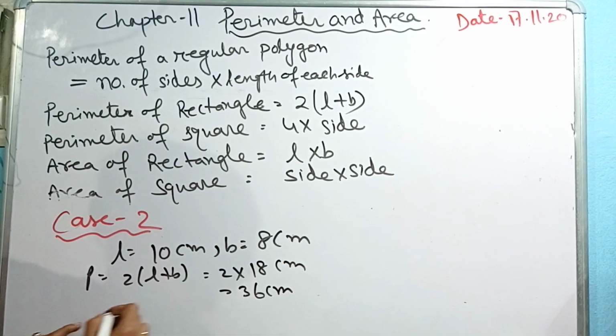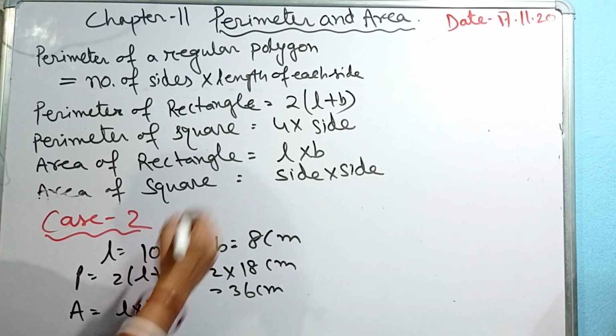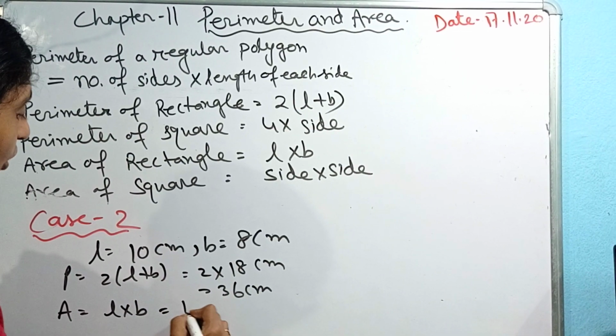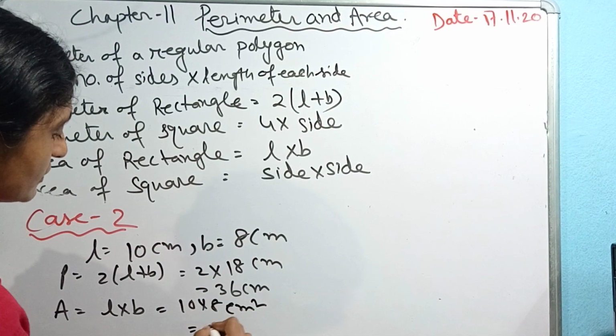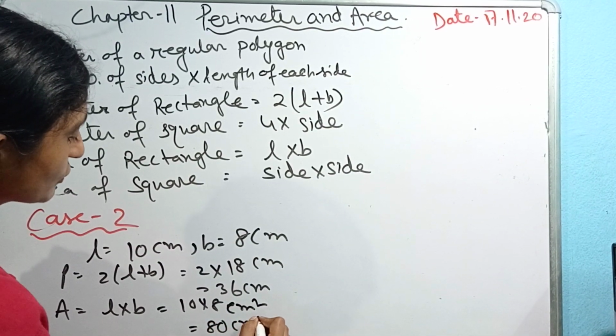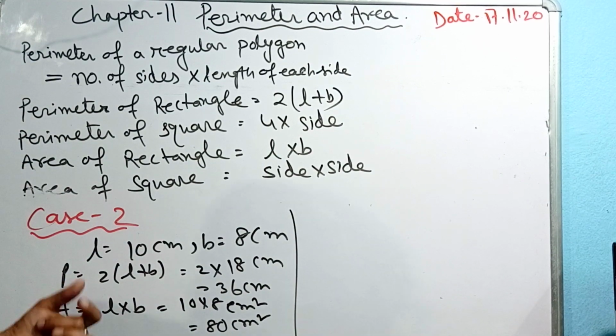Okay, it's good. Now area, what will it be? As we know the formula, length into breadth, so let's put it in. What are we getting? 10 into 8 centimeter square, means it is 80 centimeter square. Good. Let's come to the other part of this question.